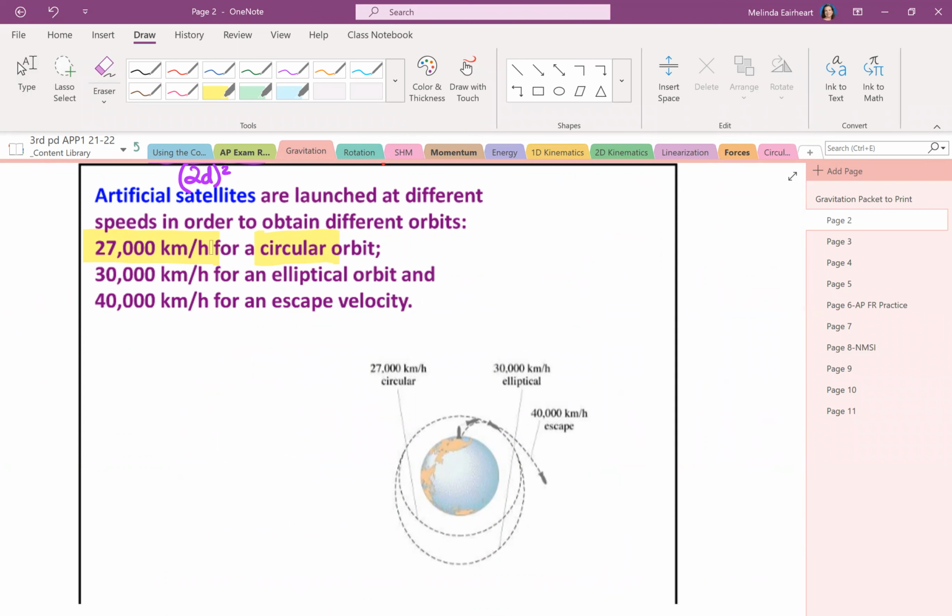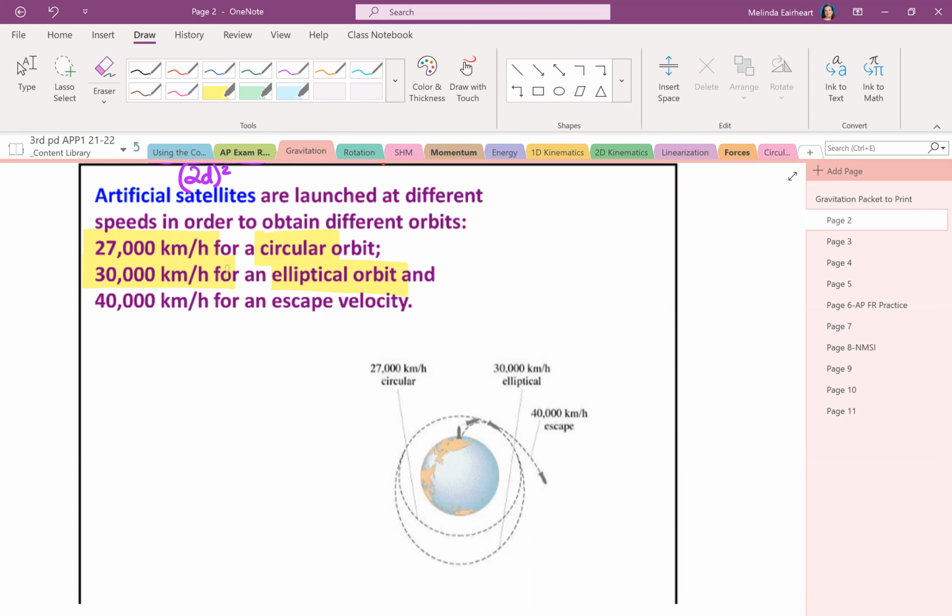What about a different orbit? Well, we can have an elliptical orbit, okay? Now, by the way, we don't do the math behind ellipses. We're going to assume circular orbits in here. But if it's in an elliptical orbit, 30,000, a little higher, okay? And we'll talk about conservation of angular momentum, that nearest distance and furthest distance of the elliptical orbit.